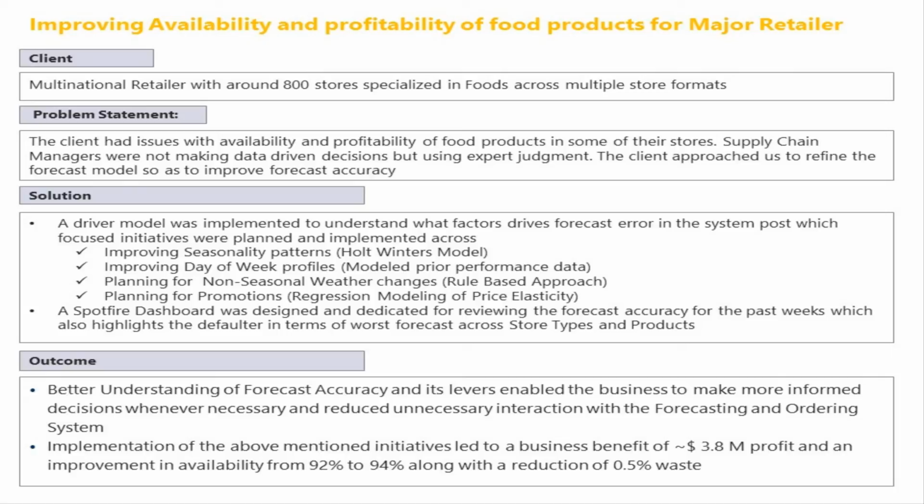Thus, by following a multi-tiered approach spanning people and platform to enable better decision making, forecast accuracy was improved in this British retailer's system. Better understanding of the forecast accuracy and its levers enabled the FIPs to make more informed decisions whenever necessary and reduced unnecessary interaction with the forecasting and ordering system.